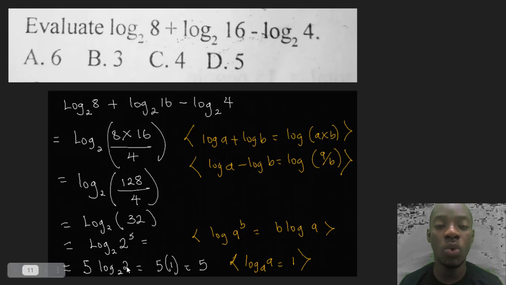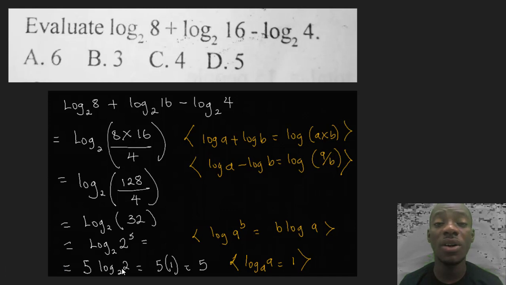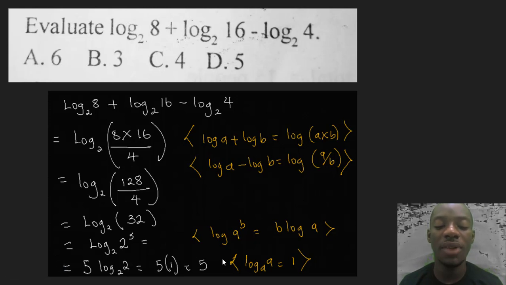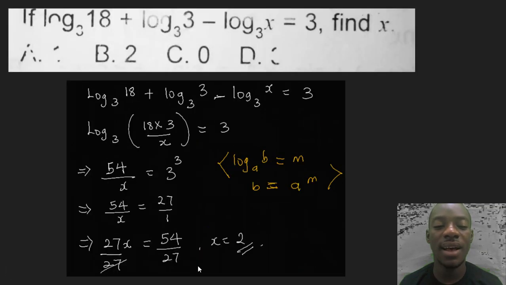Log 2 2 is 1, 5 times 1, because they are the same. So even if it is log 10 10, it will become 1. Because if the logarithm number is the same as the base number, it will become 1, and that's the law. So we have 5 log 2 2, which is 5 times 1, which is 5, and that's the answer for that.